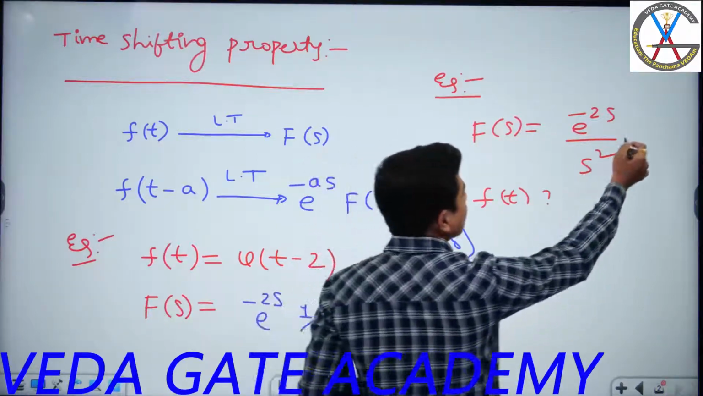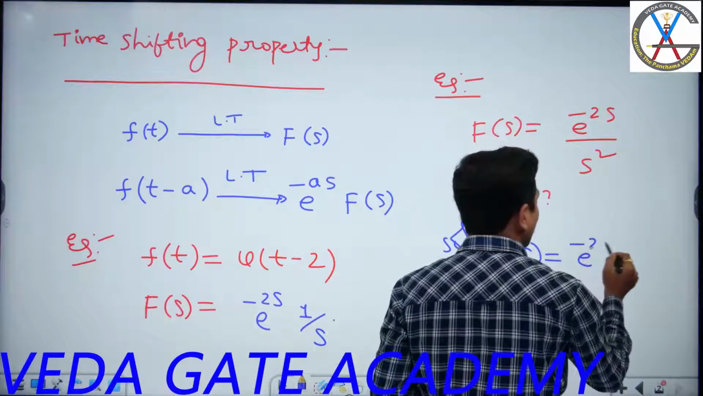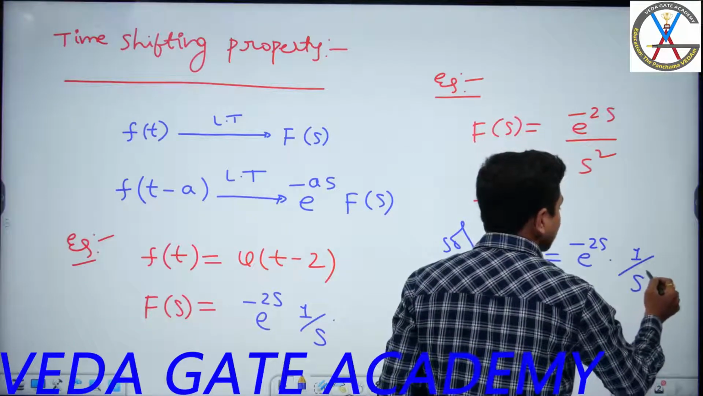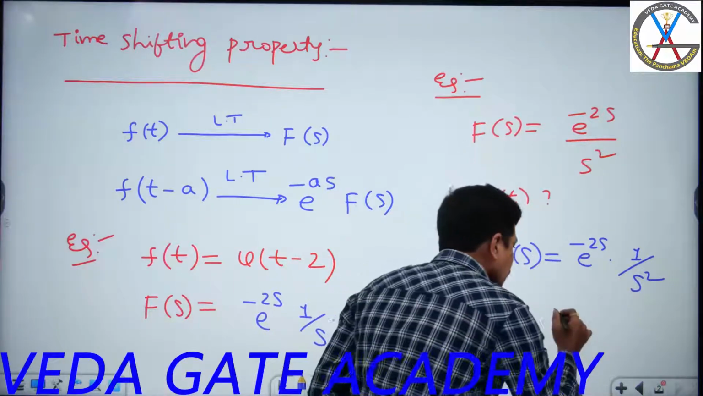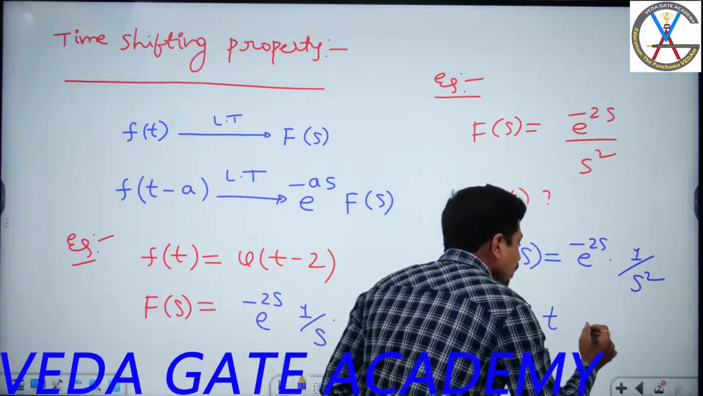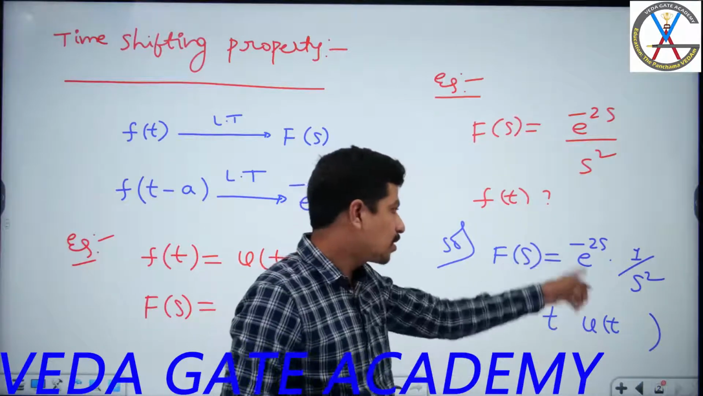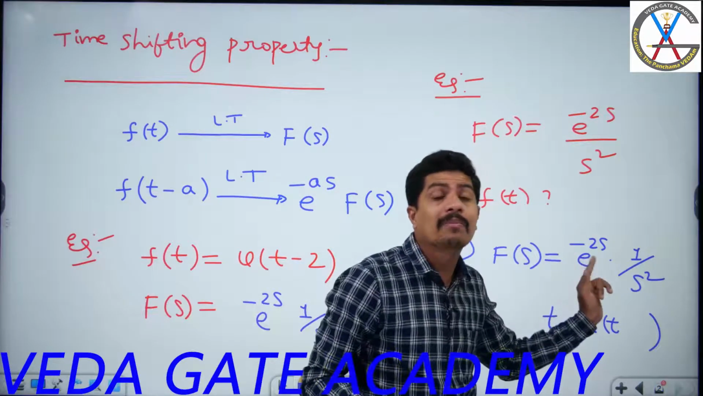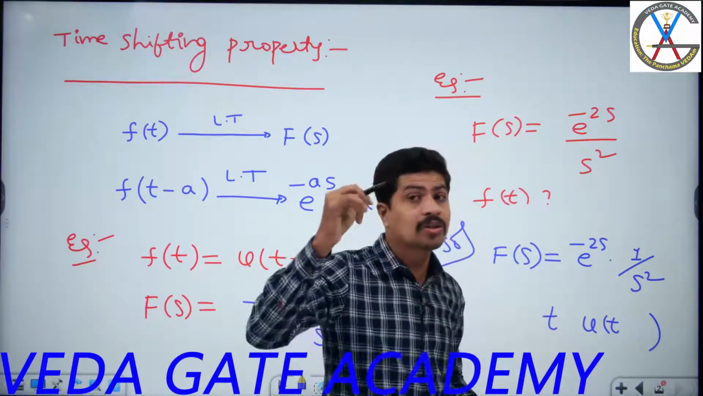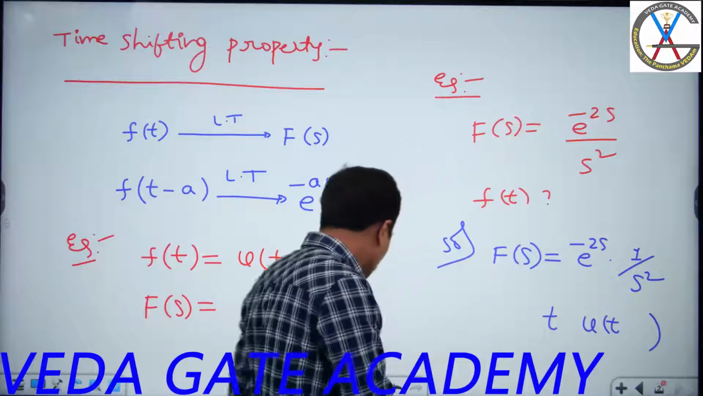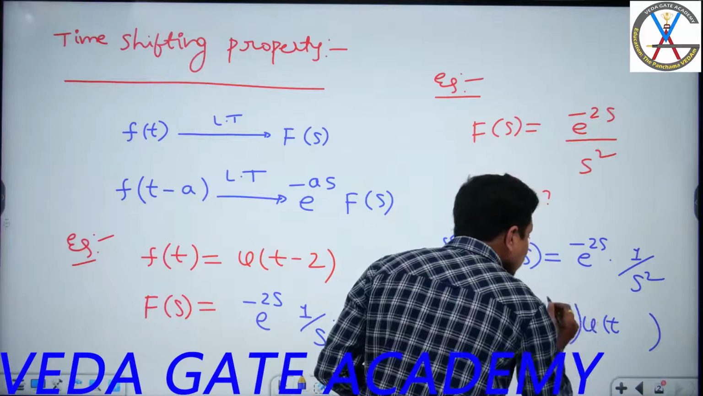Let us see. I can write the given F of s as e power minus 2s into 1 by s square. What is the inverse Laplace of 1 by s square? T into u of t. But I have e power minus 2s. E power minus 2s means the signal in time domain got shifted by 2 units. Is it delayed or advanced? Delayed, by 2 units. So t has to be shifted.